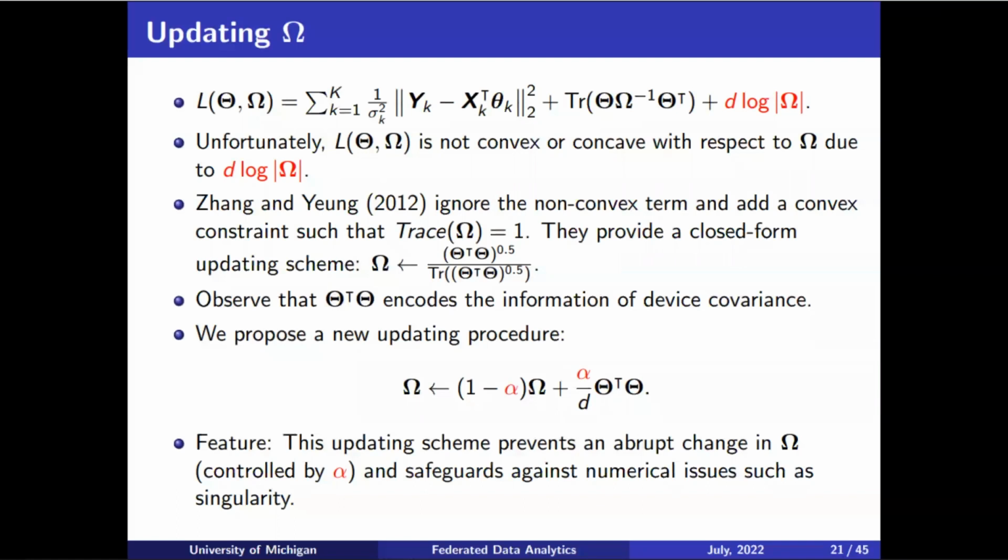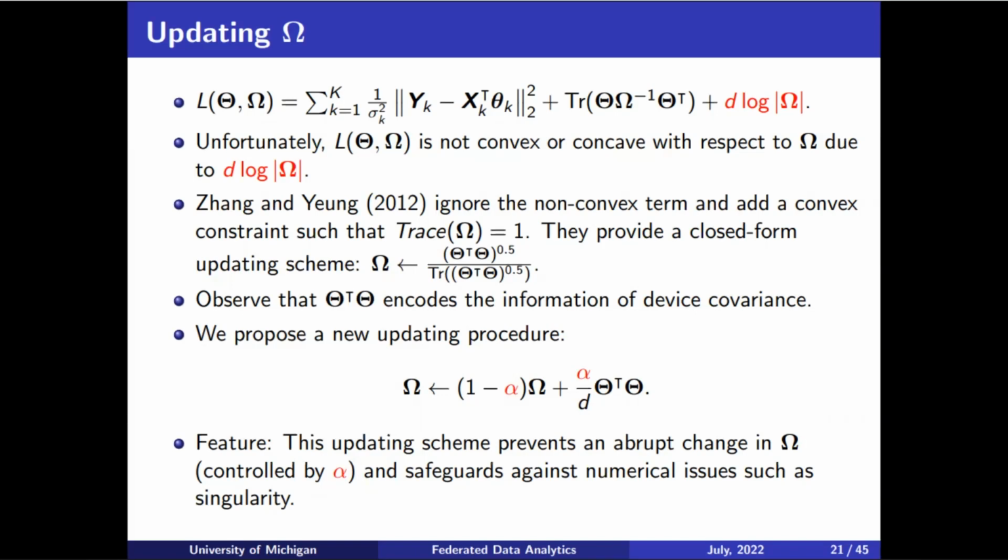Now, let me talk about the updating scheme for the big omega matrix. Here, I attach the expression for the loss function. As you can see, this loss function is not convex with respect to the big omega because of this log determinant term.